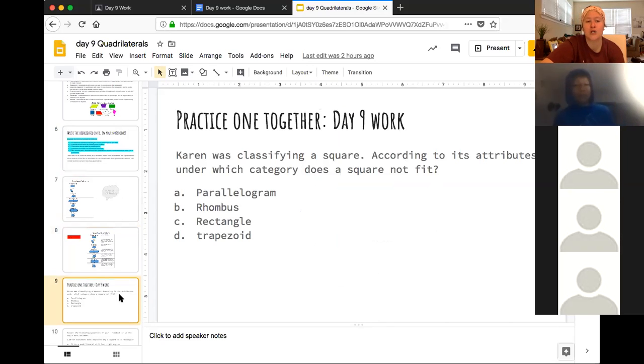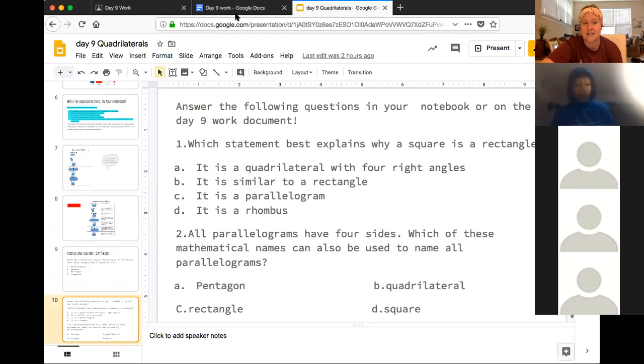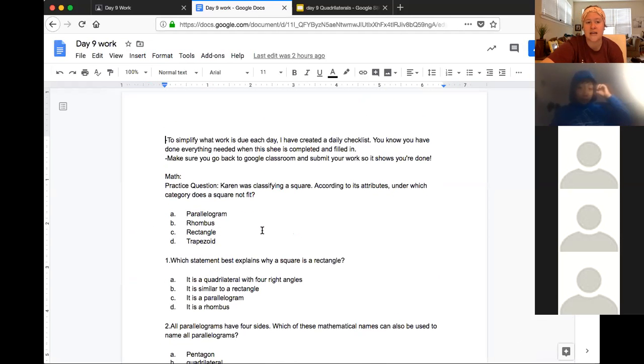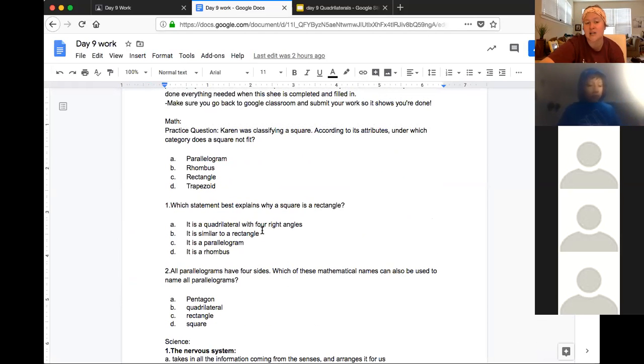Okay. So now we're going to jump to essentially the guided practice problem. I'm going to switch to my day 9 work page because it's our guided practice problem and then two exit tickets. It has all of it here in one spot so I can highlight the answers as we go along.